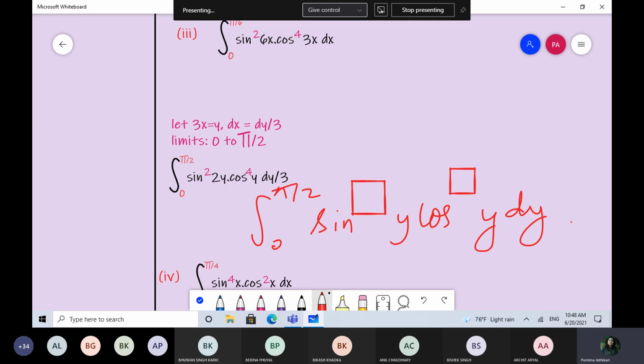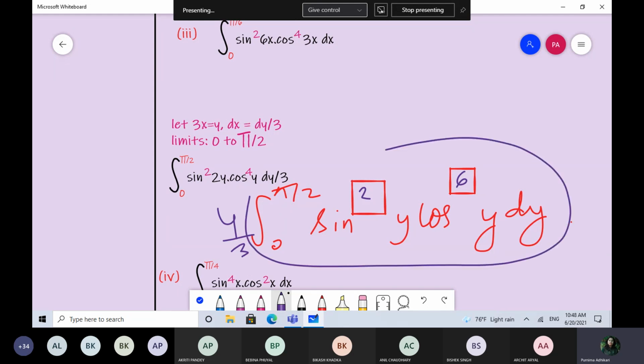Yes, ma'am. Akriti, tell me, have you tried to solve this? Can you tell me what is sine to the power and cos to the power? So it's sine to the power 2y and cos to the power 6y. Yes, very good. Everybody make sure, right? And 4 as coefficient, 4 by 3 also comes. Constant is there. So hence you have got your desired integral. Now has your desired form come? Now you can apply the beta gamma function. Akriti, can the next step be done now?